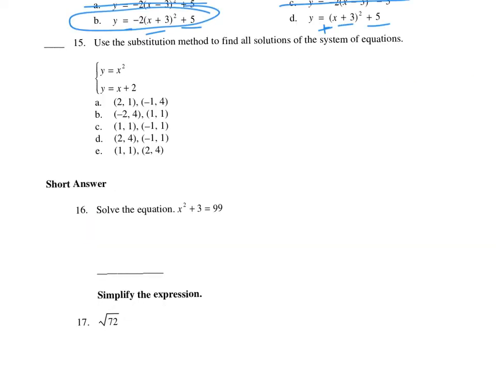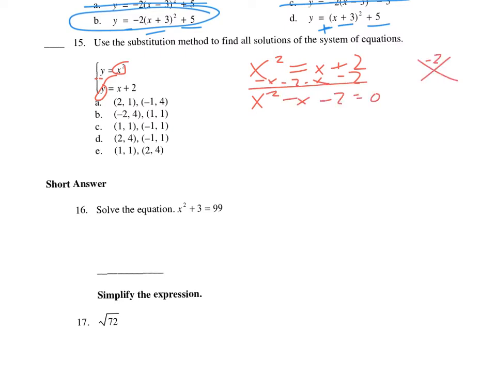All right, next up here, number 15. So on this one, we're going to use substitution. So I see that y is isolated, so I'm going to take this right there and move it over there. So we get x squared equals x plus 2. So I need to get one side to 0, so I'm going to subtract x and subtract 2 from both sides. So we get x squared minus x minus 2 equals 0.